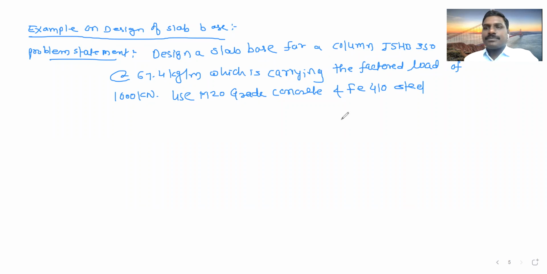So this is the base we have to design for the column. Design a slab base for a column ISHB 350 at 67.4 kg per meter. This ISHB 350 I section has a weight of 67.4 kg per meter, and it is carrying a factored load of 1000 kilonewton. Use M20 grade concrete and Fe410 steel. Okay, so this is the problem statement. Now we have to follow the procedure.